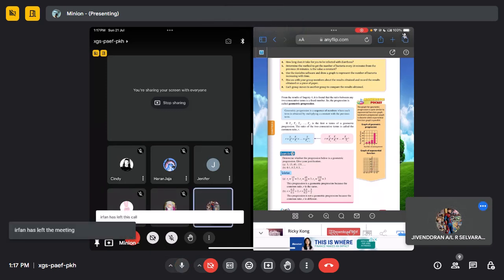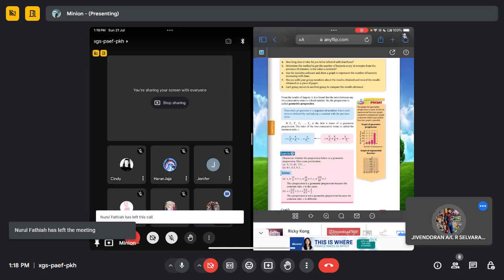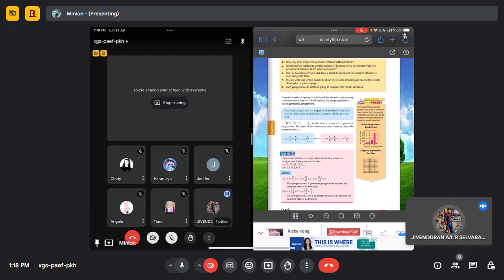Okay, hello everyone. So today we'll be learning about geometric progression. First of all, let me introduce what is geometric progression. Geometric progression is a sequence of numbers where each term is obtained by multiplying a constant with the previous term. So the difference between arithmetic and geometric progression is that in arithmetic, the sequence of numbers is obtained by adding to the term before it, whereas in geometric progression, the sequence of numbers is obtained by multiplying a constant with the term before it.